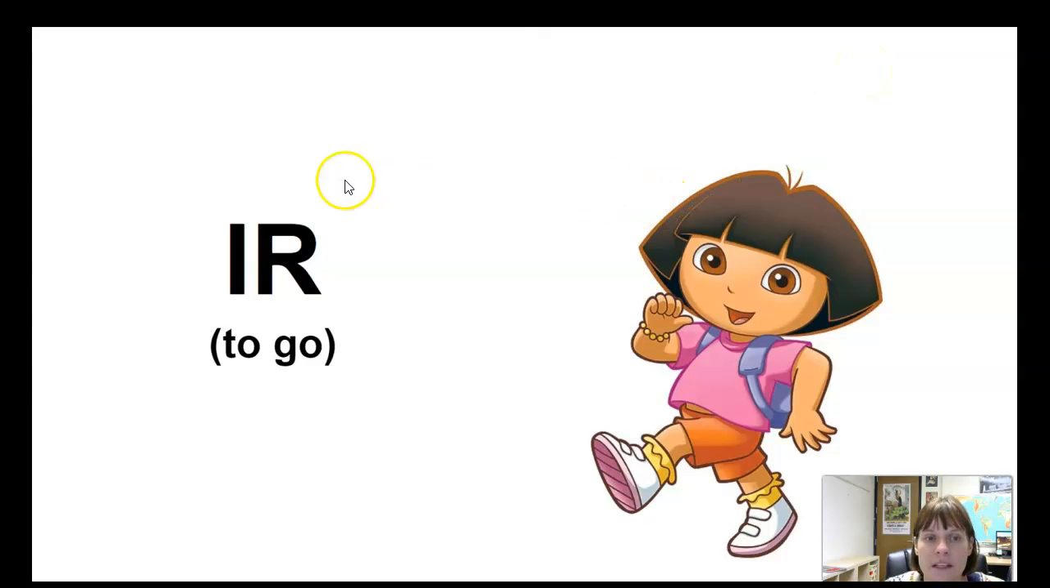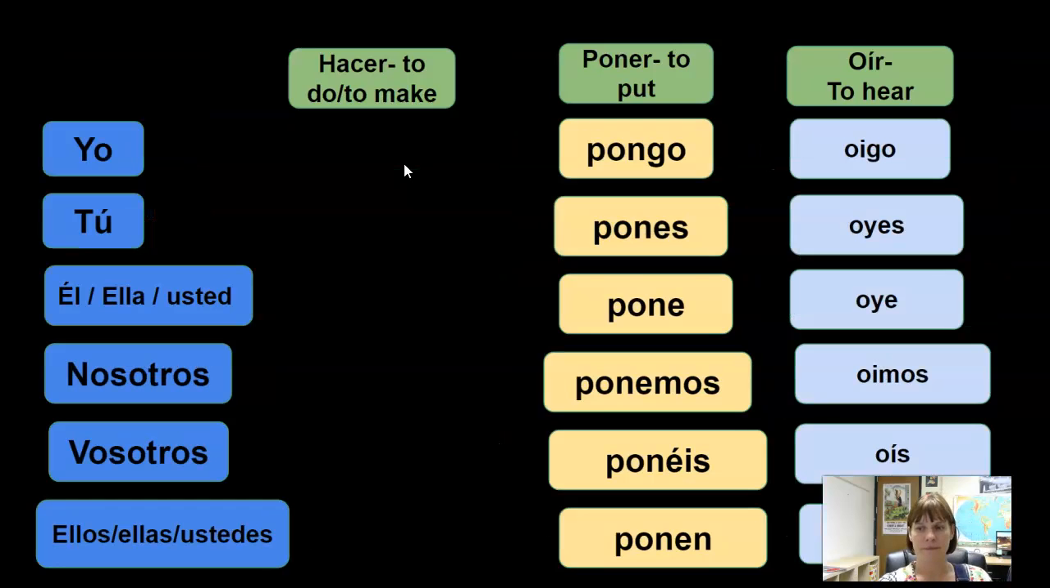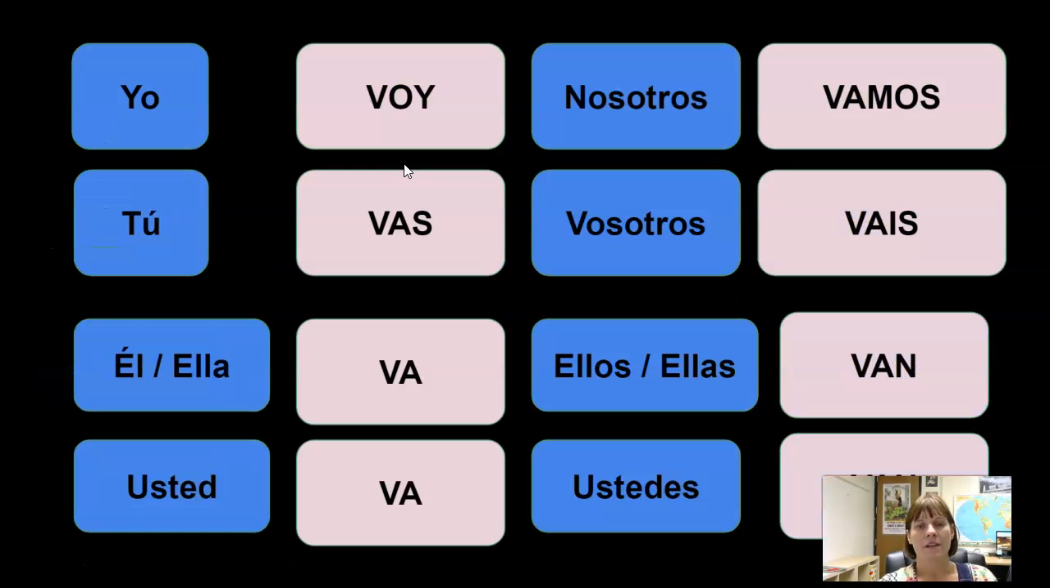So our next verb is ir, which you might be familiar with, to go. Voy, vas, va, vamos, vais, van. And this is something that you use also with the simple future. So you can use voy for where you're going. Voy a mi casa después de trabajo. I'm going to my house after work. Voy a comer la pizza para la cena. I am going to eat pizza for dinner.